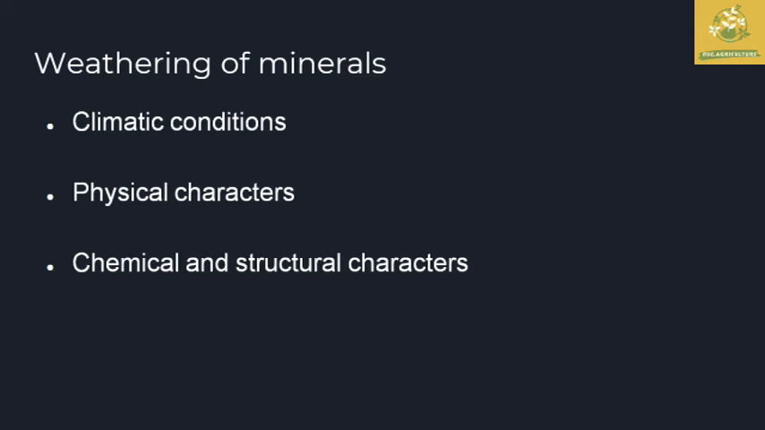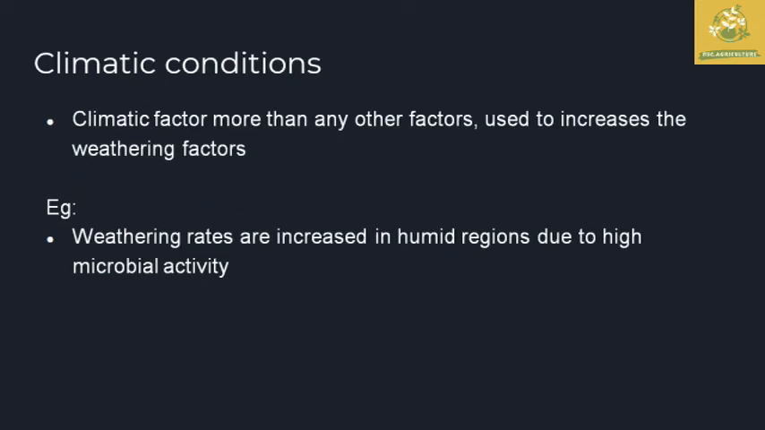So after that, we can see about the weathering of minerals. While seeing about the weathering of minerals, there are around 3 classifications. They are the climatic conditions, physical characteristics, and chemical and structural characteristics. Under climatic conditions, more than one factor increases the weathering process. For example, in humid regions, the weathering rate is increased due to the high microbial activity, where the temperature is suitable for those microorganisms, as well as the weathering process.